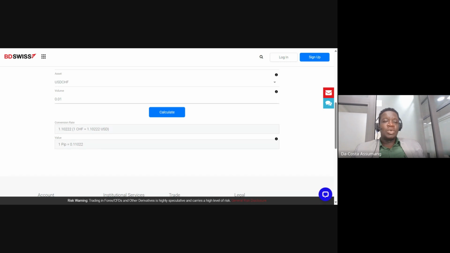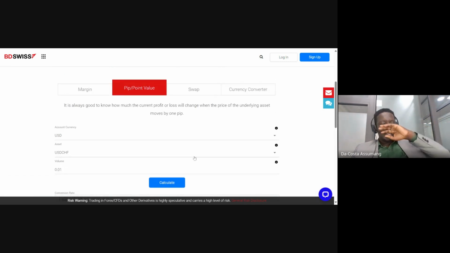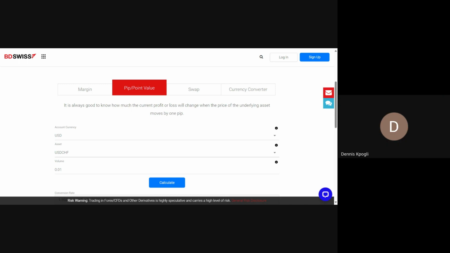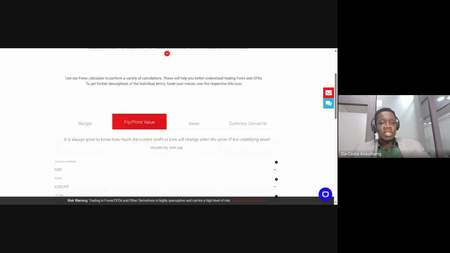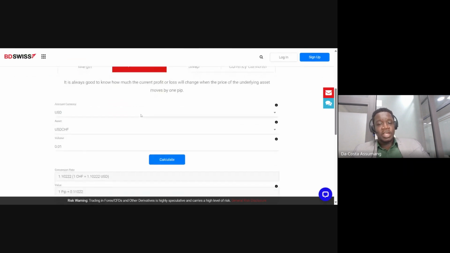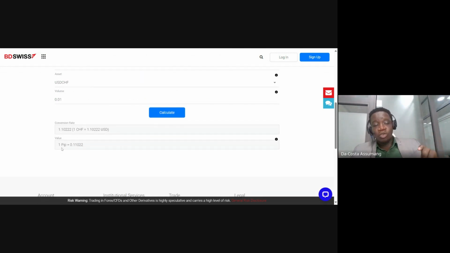But please, all of us, if you don't understand what the pip is, the pip value, or what the pips are going to represent in terms of value, you can come to the BD Swiss website, go to research tools, then choose calculator, and type in the currency pair, the lot size, and it will show you what each pip represents. So if the market should move by 1 pip, it tells you that 1 pip is equivalent to 0.11 cents. So that is it.